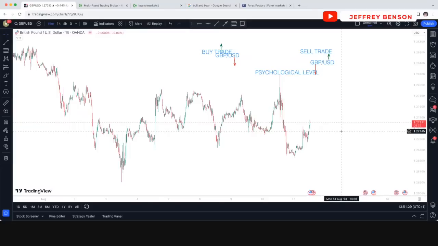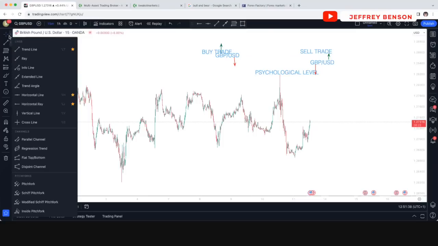So in order for you to get this one, you have to come here. These are the tools side. This is where you get your tools on TradingView. I've also made a video of this on the YouTube channel, so you can just watch that. But I'll just teach you the tools you need for this lesson. So the horizontal line is what you're going to take.